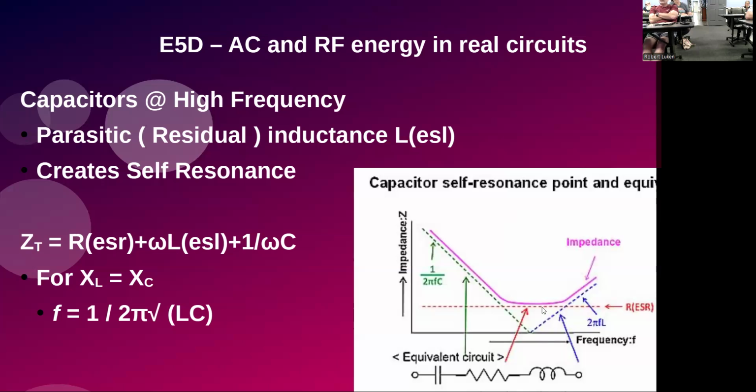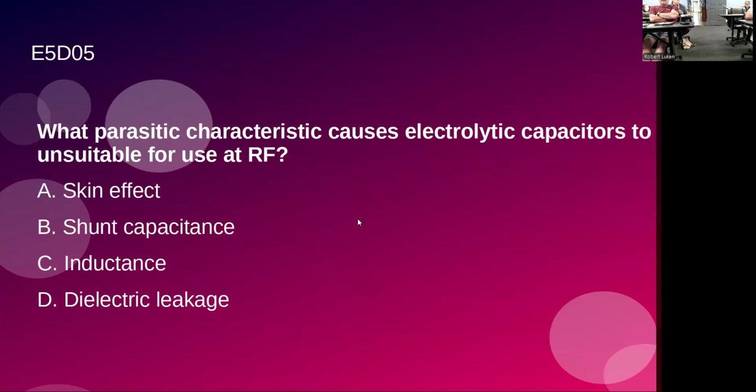And the skin effect part of it affects the effective series resistance. So that's why it doesn't go to zero like it would if it was a perfect capacitor. So it's going to bottom out at that ESR value. So what parasitic characteristic causes electrolytic capacitors to be unsuitable for use at RF? No, you just said it would have parasitic inductance.